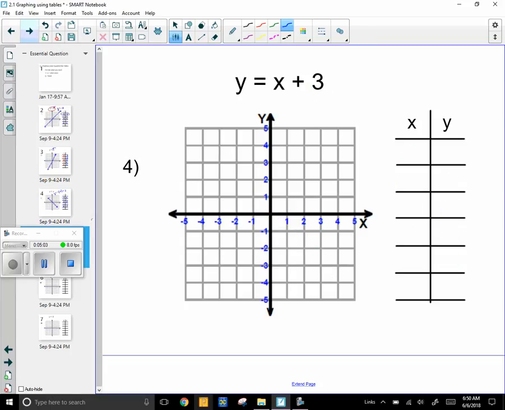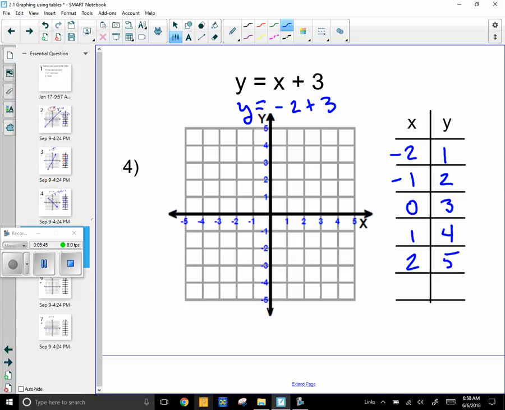Let's see how adding a value to x affects the graph. Again, let's plug in -2 through +2. If you want to try these on your own, you can pause the video right now and do that. It might be a good idea to try this. On this one, all we're going to do is add 3 to each one of these 5 values. -2 plus 3 is 1. -1 plus 3 is 2. So all I'm doing is adding 3 to the x value to get the y value.